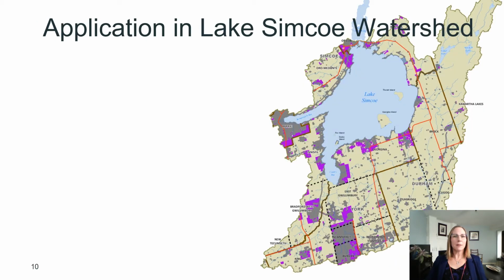Now I'd like to look specifically at road salt use in the Lake Simcoe watershed. The map on the right shows us the existing urban areas in gray and the planned urban areas in purple. That's a lot of new urban area, and this will all have road salt applied to it, which will increase the amount that's going into the lake.